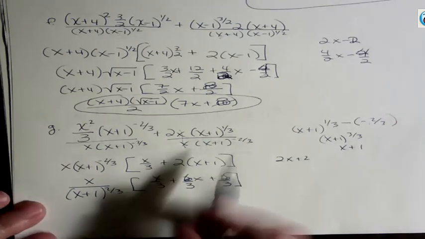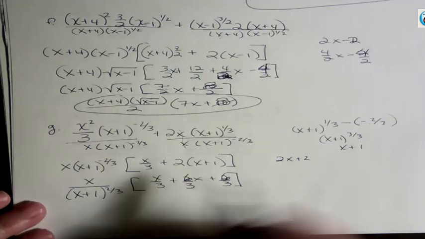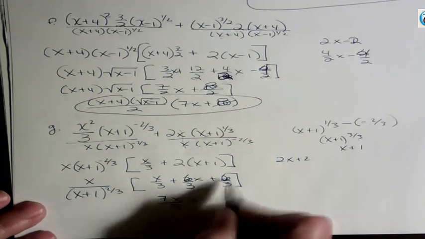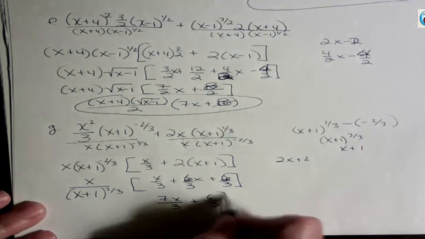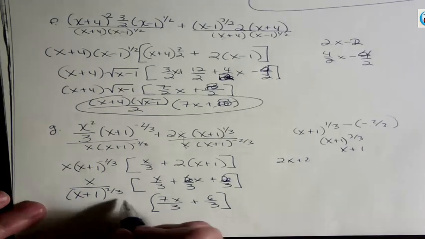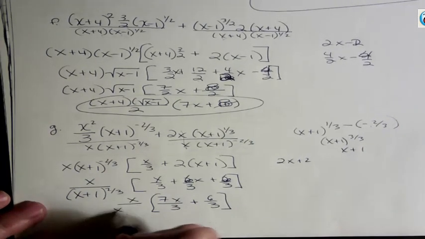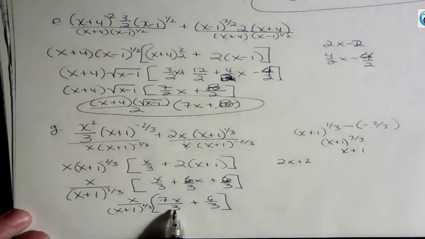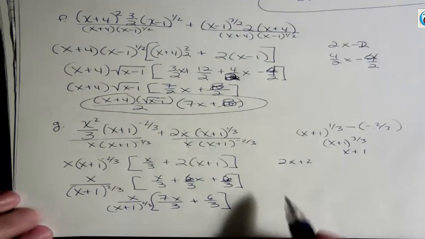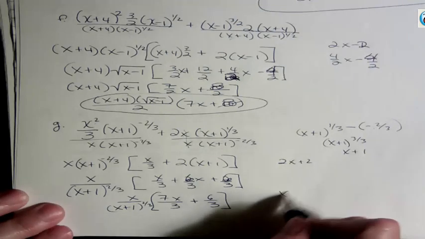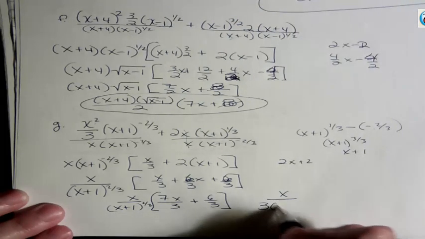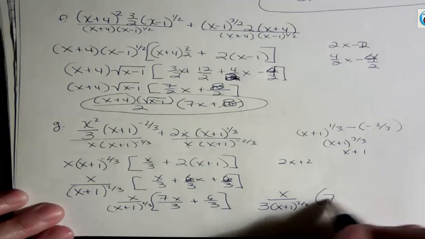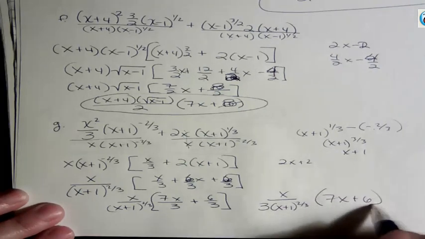Now I can combine 6x and 1x to get 7x. And I have 6 over 3. And I still have this stuff. So the last thing I want to do is take that third out. So when I take the third out, it's going to definitely be down here. And that's going to leave 7x plus 6.